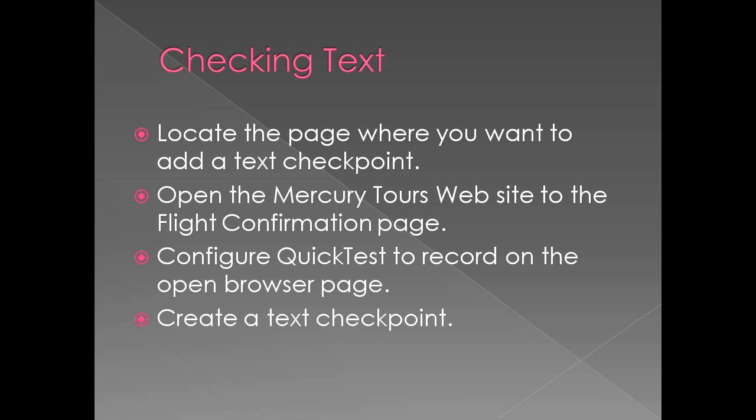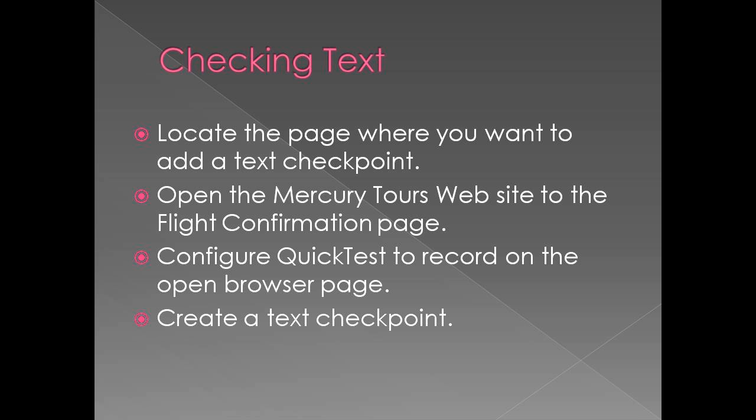2. Open the Mercury Tours website to the flight confirmation page. A. Log into the Mercury Tours website, http://newtours.demoit.com. In the username and password boxes, type tutorial. Click Sign in. The Flight Finder page opens. B. Enter flight details. Change the following selections by choosing from the drop-down list. Do not use the calendar option.